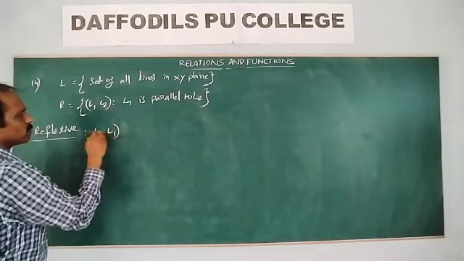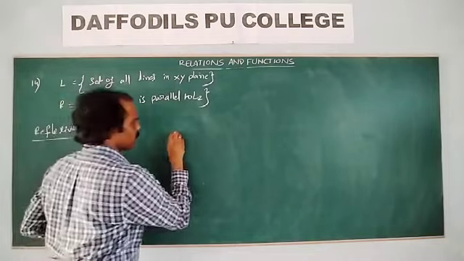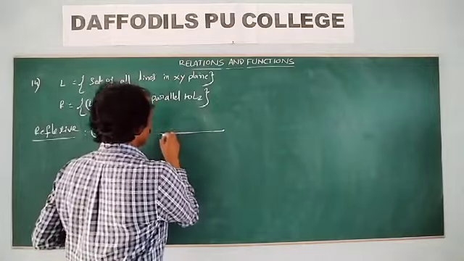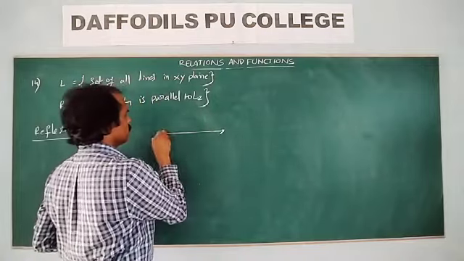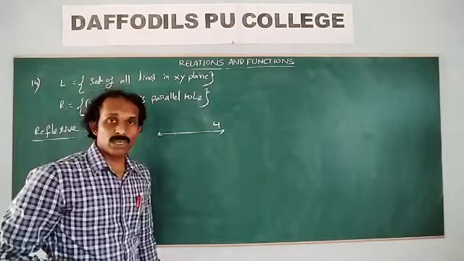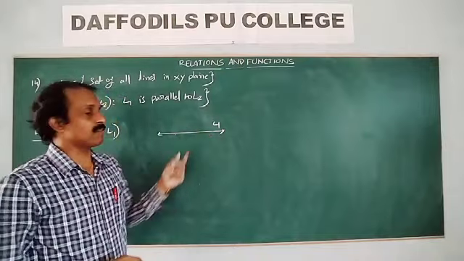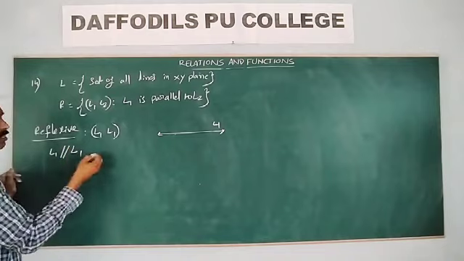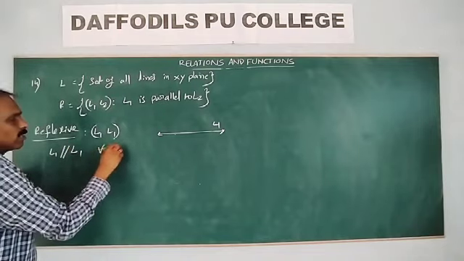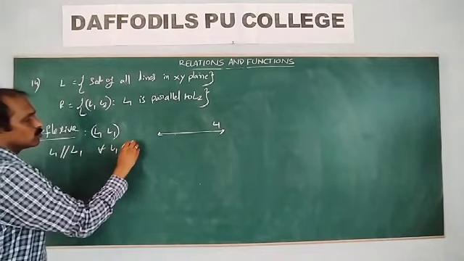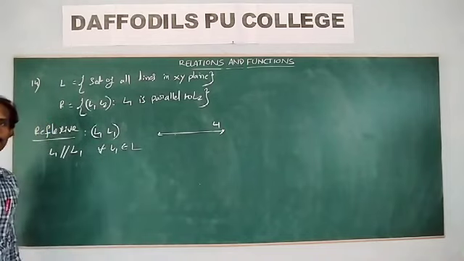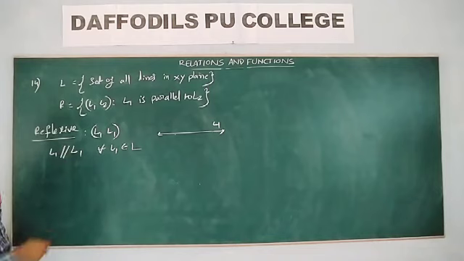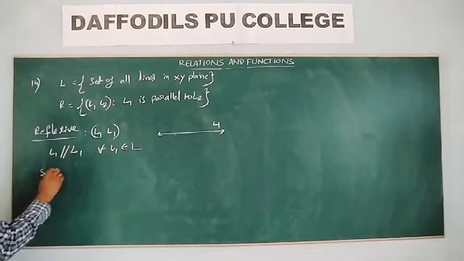L1 comma L1. So this is the line. Every line is not perpendicular to itself, but every line is parallel to itself. So therefore, L1 is parallel to L1, for all L1 belonging to the set of lines L. Reflexive is satisfied. Next, symmetric.